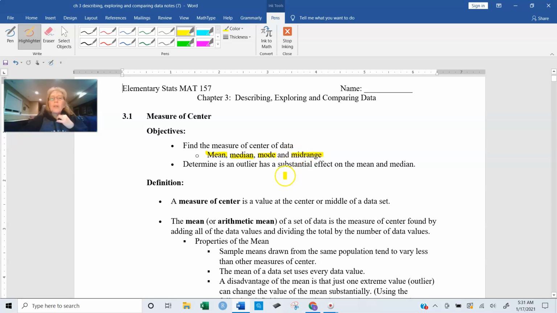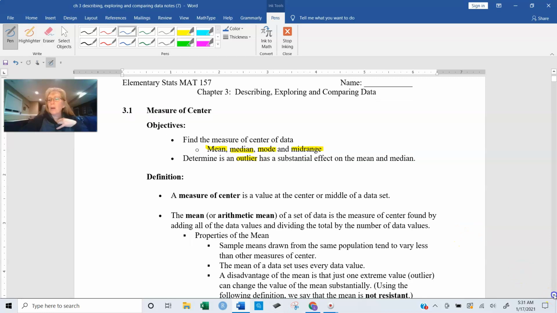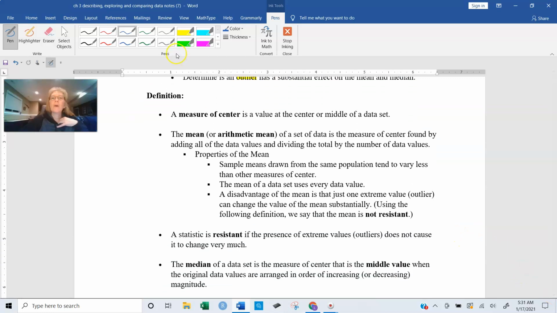We're also going to determine if there are any outliers today for real: how do we actually check if there's an outlier, how to get rid of them, and how this affects our 4 measures of center. All right, measure of center is a value at the center or middle of the data, nothing exciting.